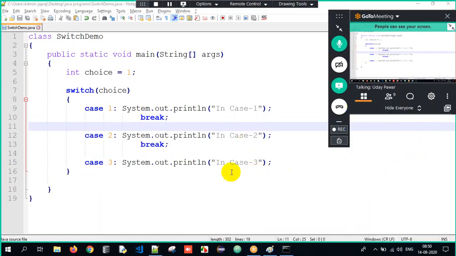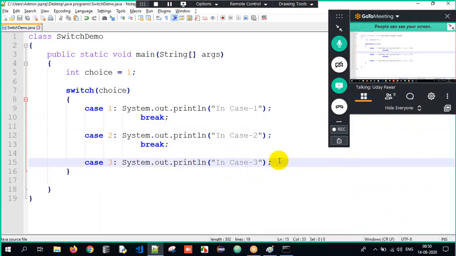Now here, is it necessary to use break at the last block? No, not necessary, sir. Case 3 is the last block, sir. Why will you use break over there? Got it. So choice is 1. Switch of 1. Is 1 equal to 1? Yes. In case 1 is getting executed, break meaning the control is transferred outside.